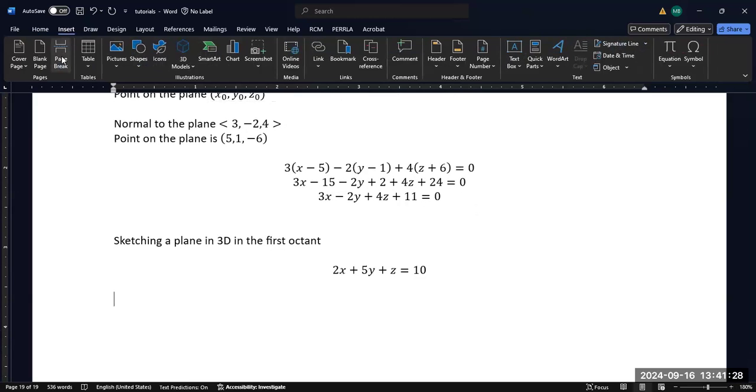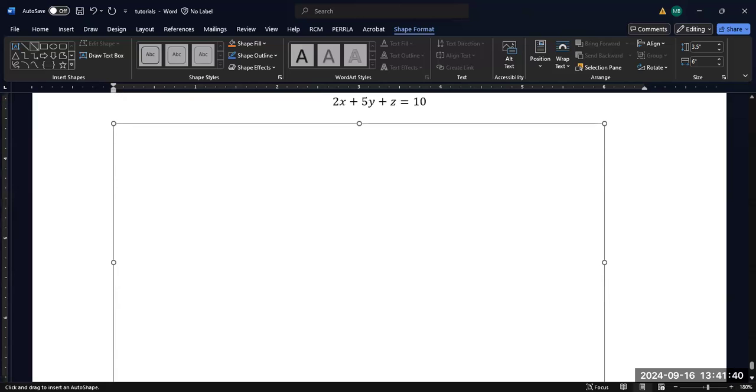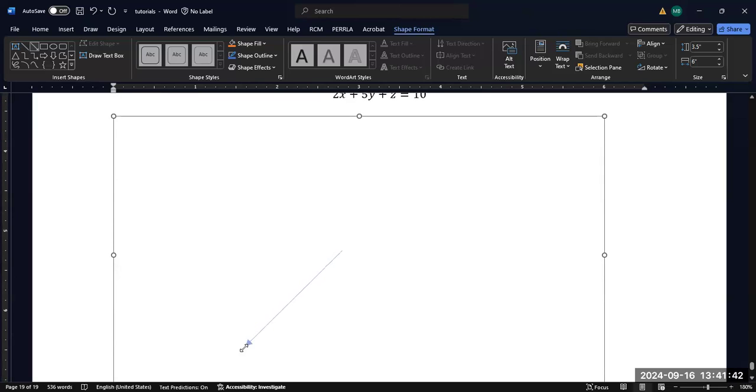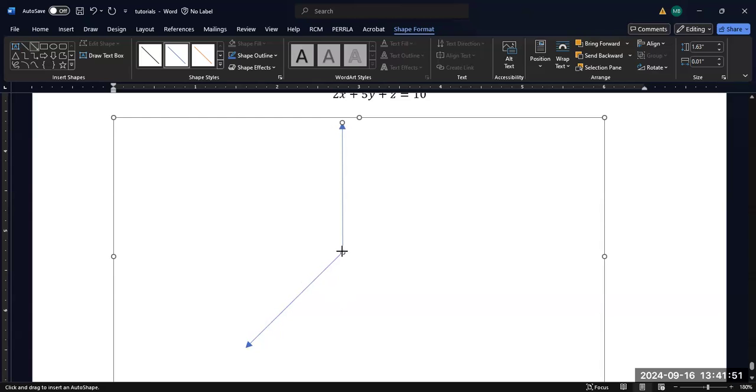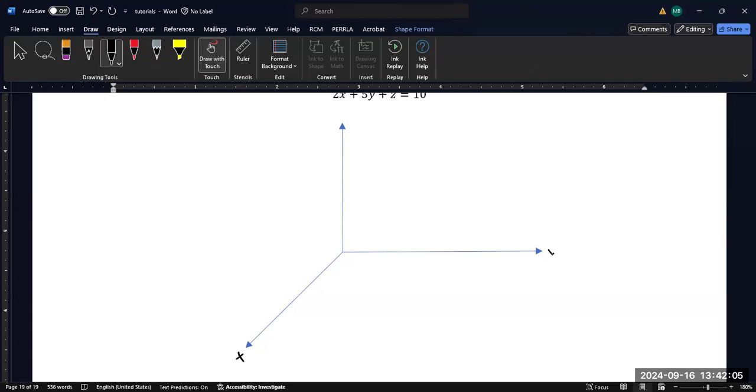So if we want to draw this, I'm going to insert a drawing canvas, and then I am going to draw a 3D grid here. I'm not going to do the whole grid, just the axes. And then we'll draw on it. Now, recall that in the standard right-hand coordinate system, typically this is x, this is y, and this is z.